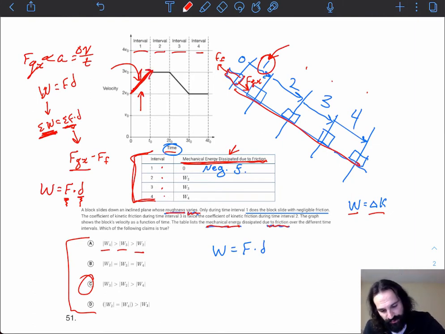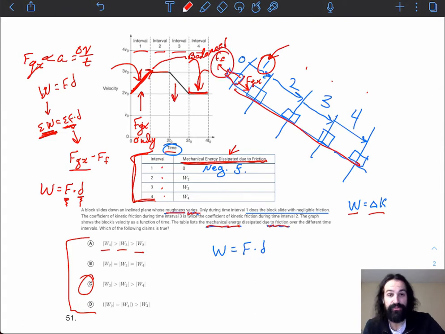During phases 2 and 4, the forces have to be balanced because it's a constant speed. So phases 2 and 4, the forces are balanced. During phase 1, FGX is bigger because there is no FGY. And during phase 3, hopefully you realize that because it's slowing down, the leftward force has to be greater than the rightward force, or rather, friction has to be greater than FGX.